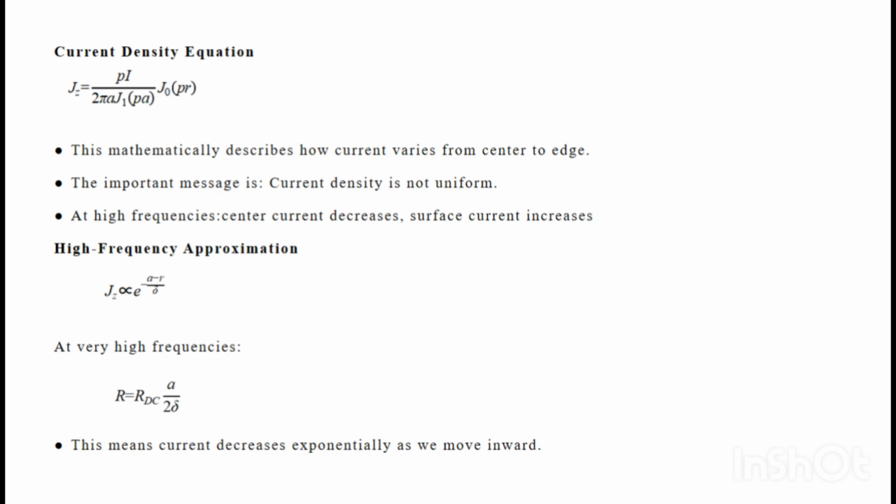Okay, but whenever we go with a higher-frequency approximation, I can say the current density Jz is directly proportional to the exponential of minus (a minus r) divided by delta. Since we are dealing with the effect on resistance at higher frequency, I can say the total AC resistance will be equal to the DC resistance times the cross-sectional area of the conductor divided by twice the skin depth, which is delta.